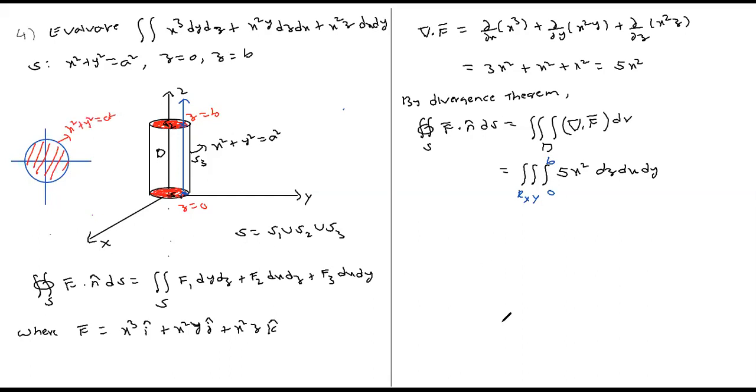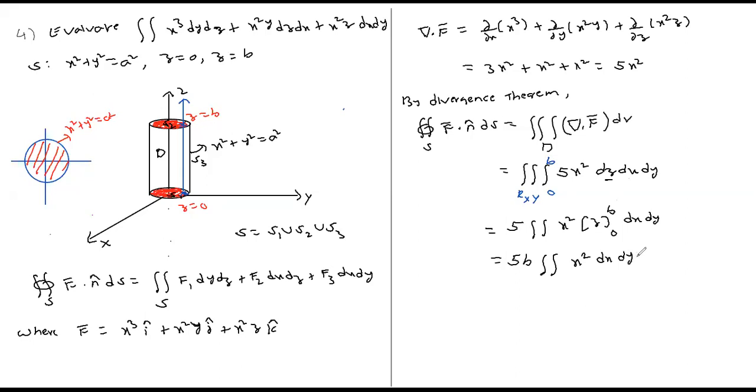When you are integrating with respect to z, x and y are to be treated as constant. So 5 is constant, the double integral, and the integration of x square is x square into z. With the limits from 0 to b, dx dy. So the upper limit is b, the lower limit is 0. This is 5b times the double integral of x square dx dy.